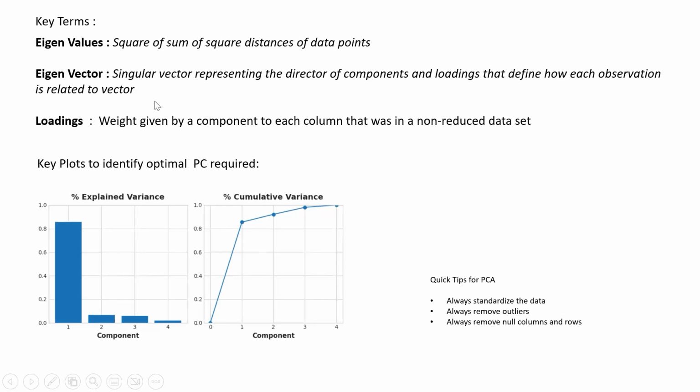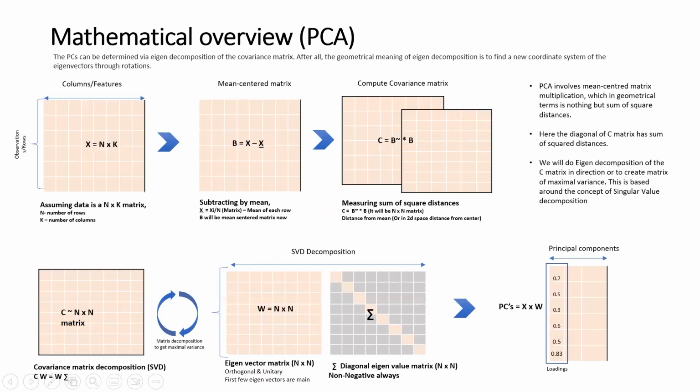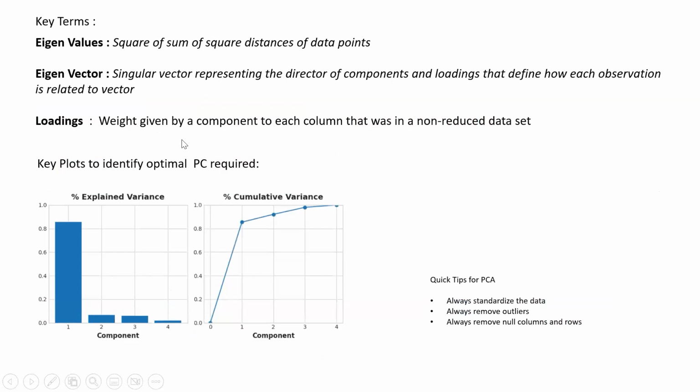Now an eigenvector is a singular vector representing the direction, also the loadings. So let's say a particular vector represents 4 or 5 columns. The values within them, or the loadings within them, as I was showing in the previous slide, are the weights that it gives to each column that was there in the data. So that's how we have to interpret what a vector is. And the loading, as I was mentioning, is the weight given by a component to each column that was there in the non-reduced data set.